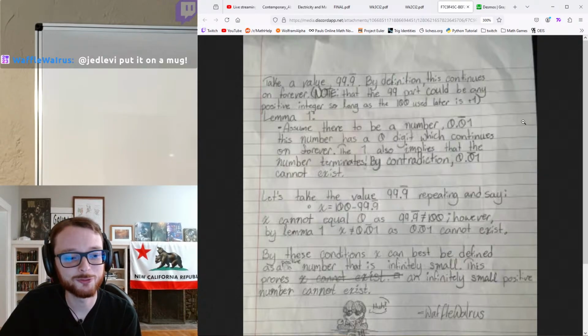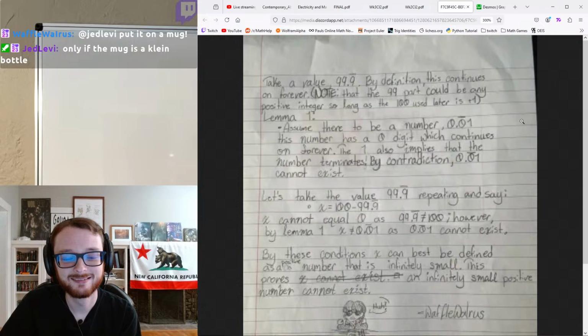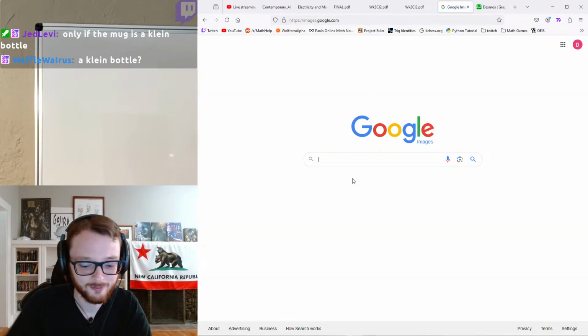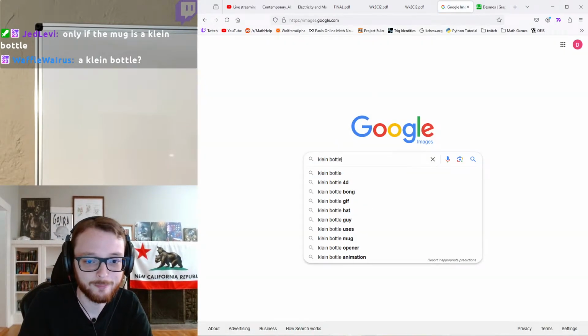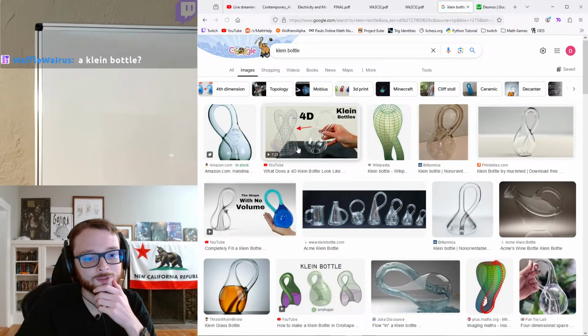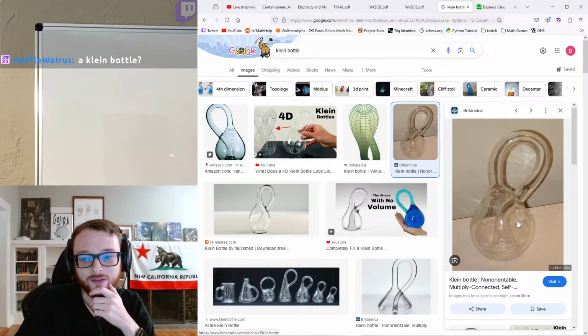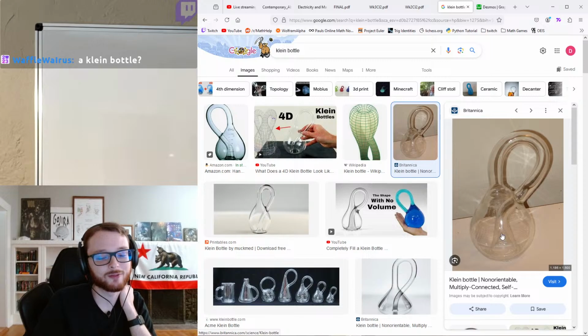Only bug is a Klein bottle? True. So yeah, I hope that helps, Waffle. It's definitely a weird thing. A Klein bottle is a bottle with no inside or outside, I think. It's like a mathematical object that someone came up with. Because of the way it's made, the outside surface is the same as the inside surface.